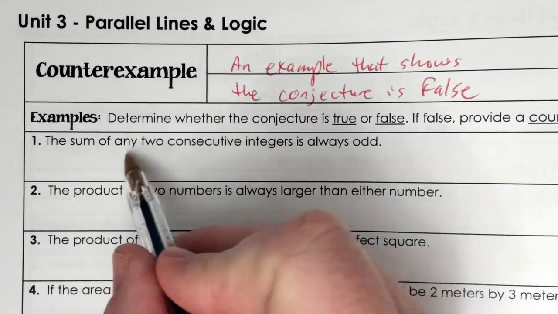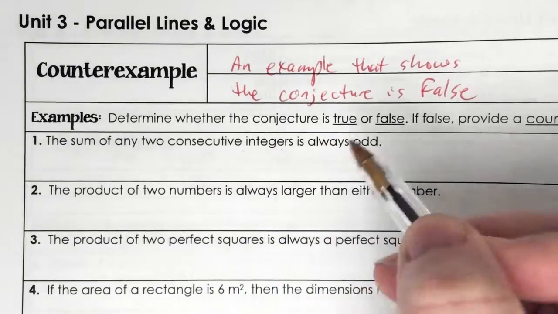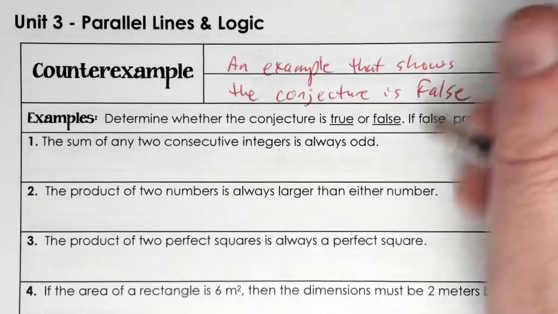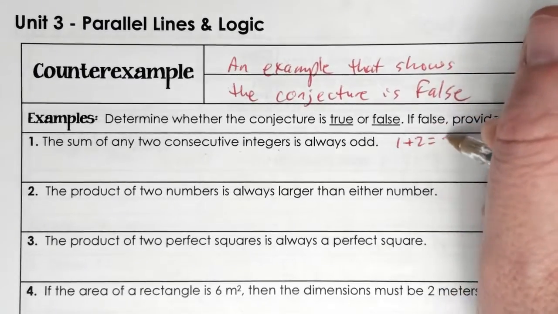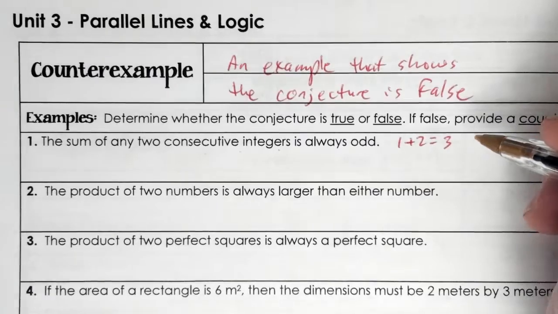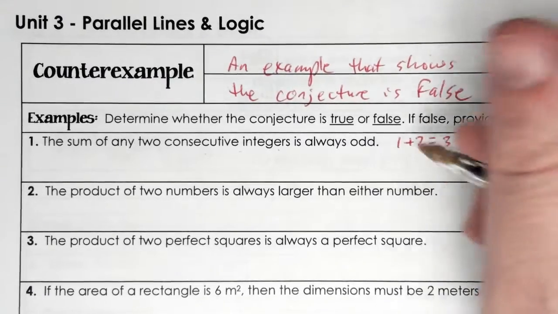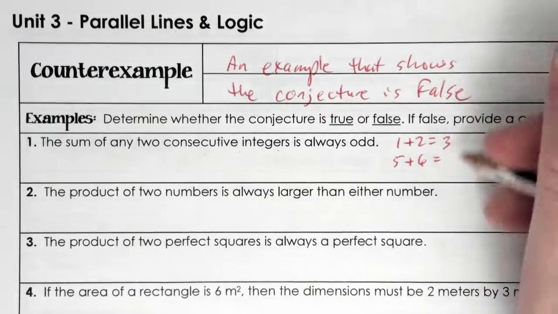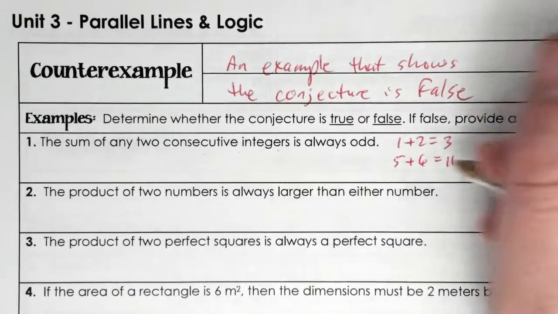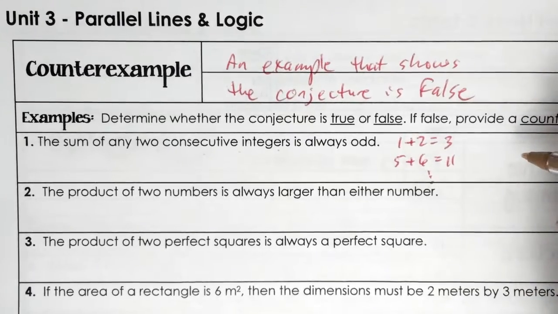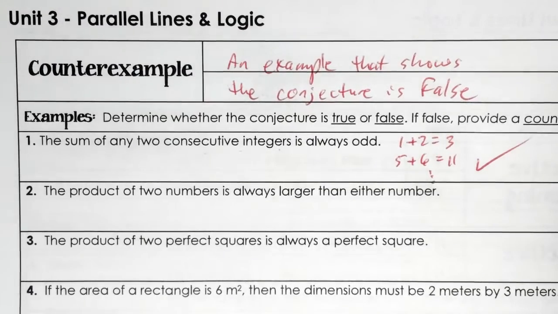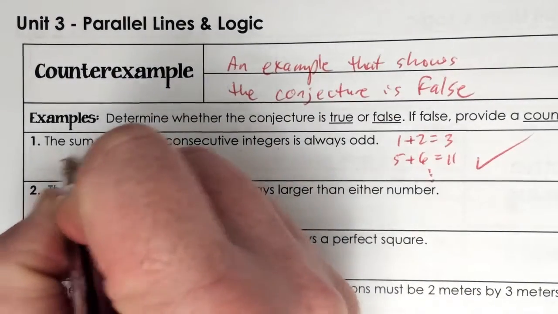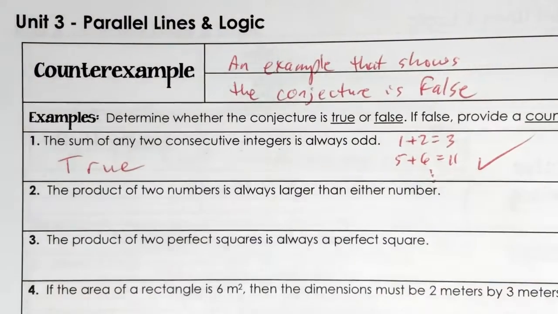All right, so the sum of any two consecutive integers always adds up to odd. Let's see. I'm just going to do some examples real quick. So 1 and 2, well, that makes 3. As long as they're consecutive numbers. Okay, how about 5 and 6. So 5 and then 6 is right after that, and that pops out as 11. I would keep going, but I cannot think of a single example where this is false. So everything checks out. So this is true. All right, let's move on to the next one.